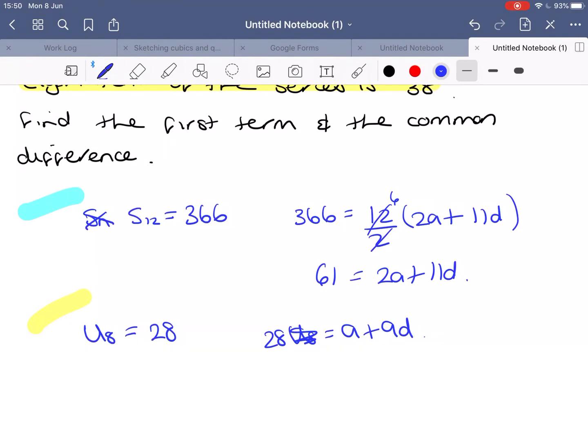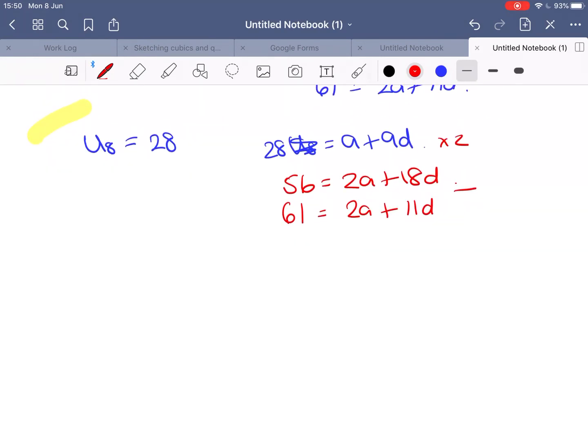And just like we had last lesson, we've got a pair of simultaneous equations. Now I've got 2a plus 11d equals 61 and a plus 9d equals 28. So I'm going to multiply this second one through by 2. 56 equals 2a plus 18d. And then underneath I'm going to write the 61 equals 2a plus 11d. And I'm going to subtract those two equations. 56 take away 61 is going to be minus 5. And 18d take away 11d is 7d. So my d is minus 5/7.